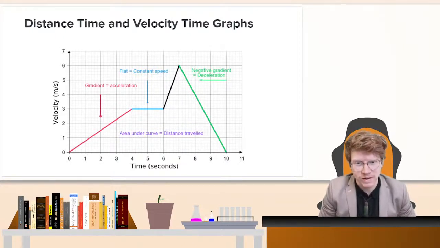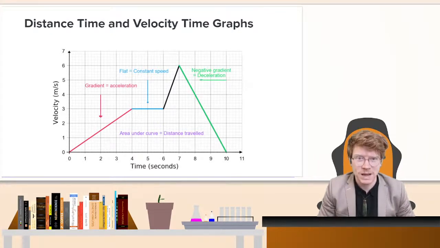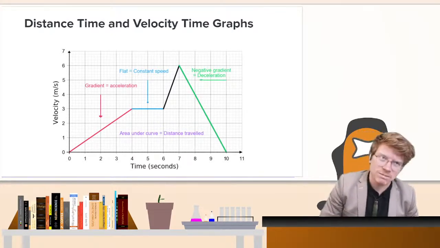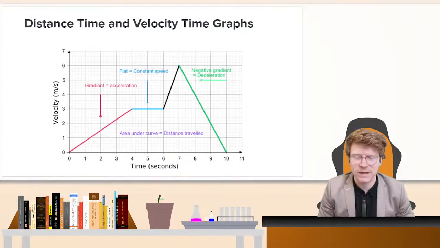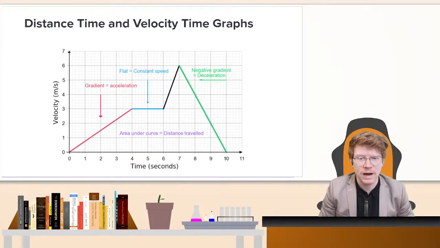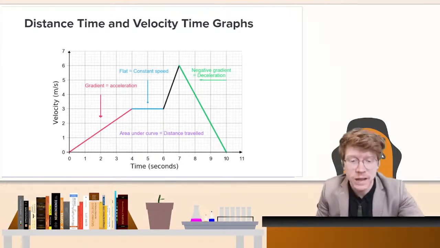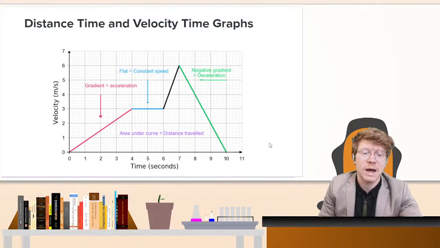For you maths nerds, the reason why that is because velocity is equal to the distance divided by time, right? But then you're timesing it by time, so you end up cancelling out the times, you're just left with the distance. It's quite a neat little trick there. So for any of you trying to figure out how far someone has travelled, what you can do is just figure out the area under the curve.